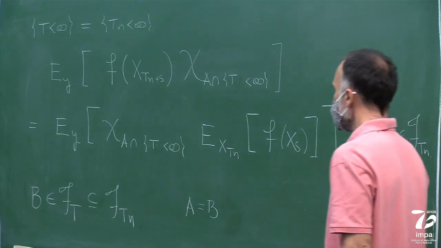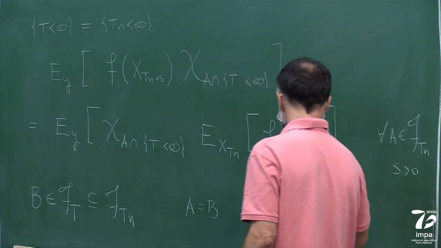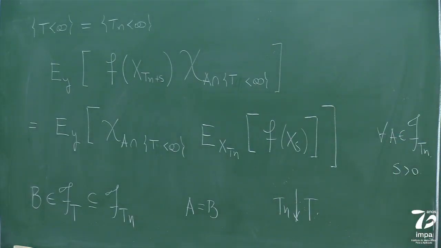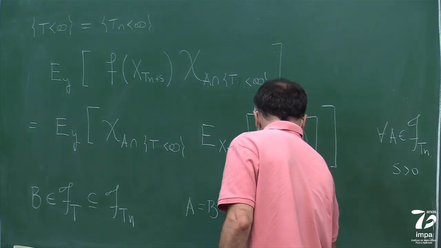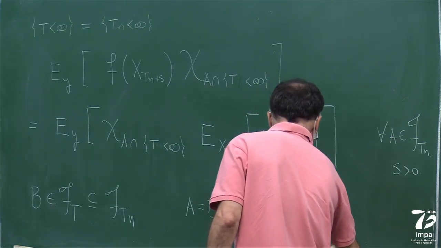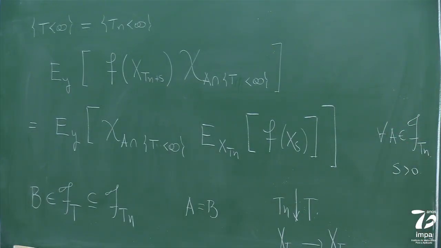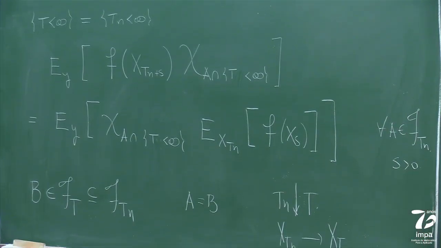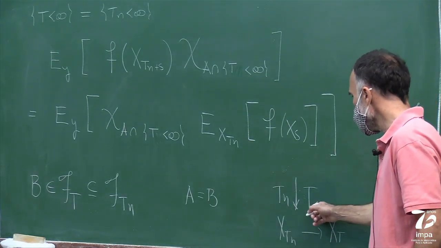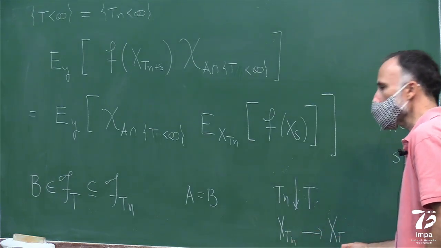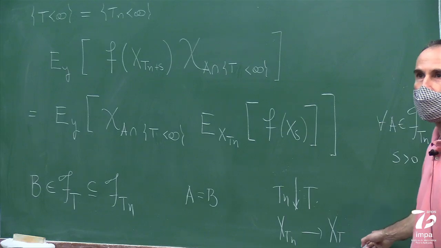And now I finally can use the fact that tn is decreasing to t. Since the process is right continuous, this means that X_tn is converging to X_t. This is why it's important to have a decreasing sequence, because the process is right continuous, it's not left continuous. So since tn is decreasing to t, X_tn is converging to X_t almost surely, for almost every omega.